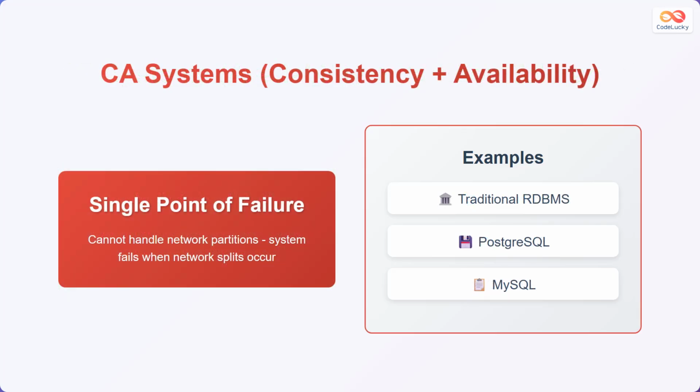CA systems focus on consistency and availability, but they cannot handle network partitions. If a network split occurs, the system will fail to maintain both consistency and availability. Traditional relational database management systems, PostgreSQL and MySQL, are examples of CA systems.